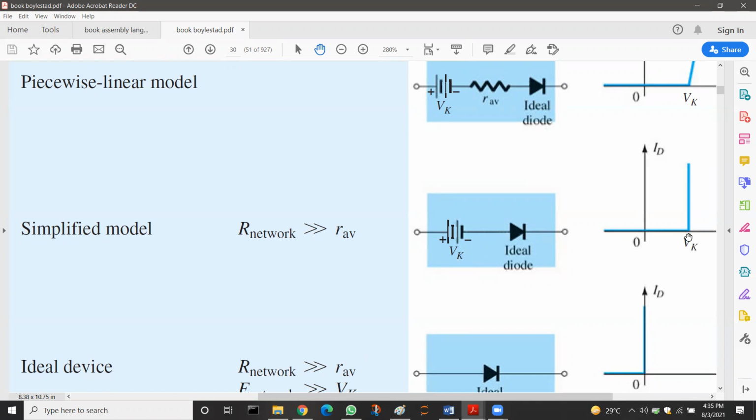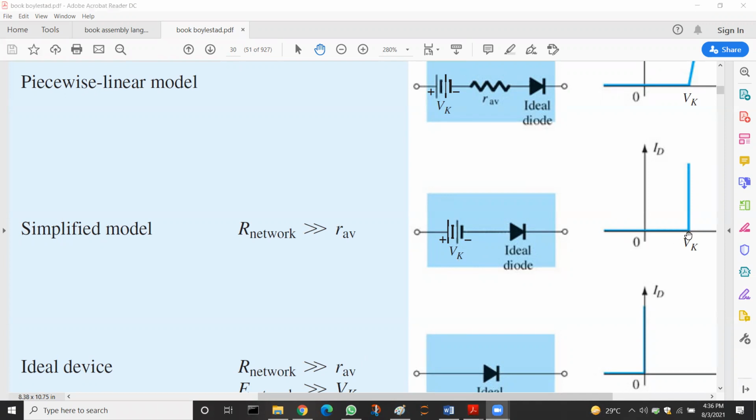The shift is at 0.7 volts for the case of silicon, and 0.3 volts for the case of germanium.